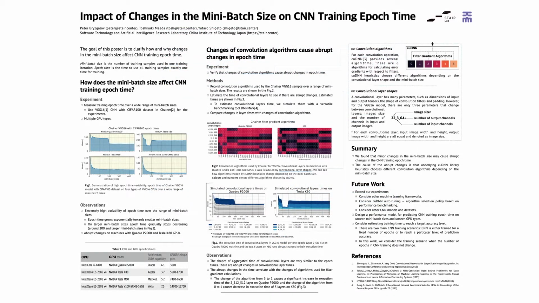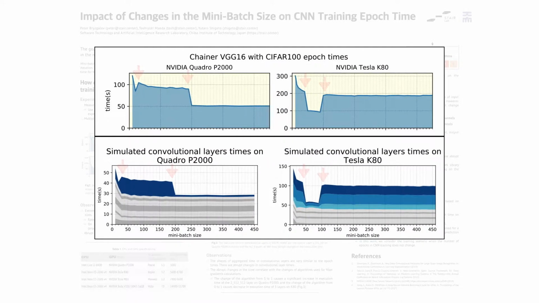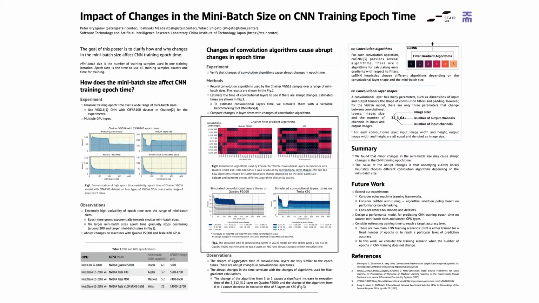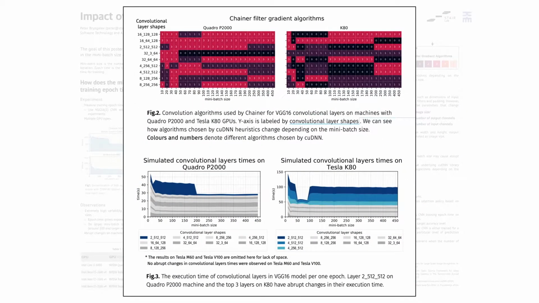We can see that the shapes of aggregated epoch times of the simulated convolutional layers are very similar to the epoch times of the sample CNN. We could also reproduce the abrupt changes. Further, we can see that the abrupt changes correlate with the changes of algorithms used for filter gradient calculations. For example, change of algorithm from 1 to 3 causes a significant increase in the epoch time of the layer to 512 on the Quadro P2000 machine.